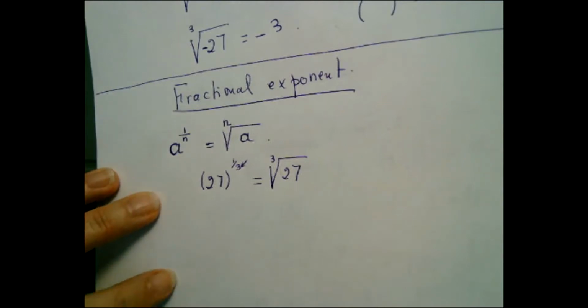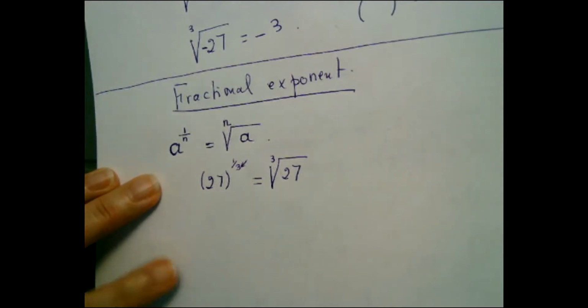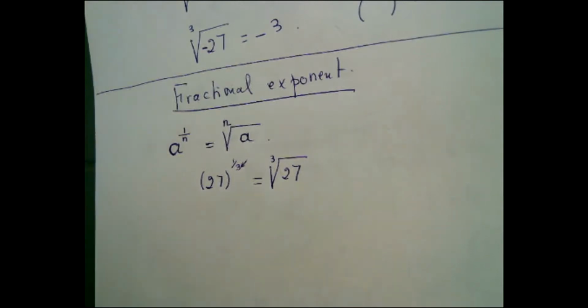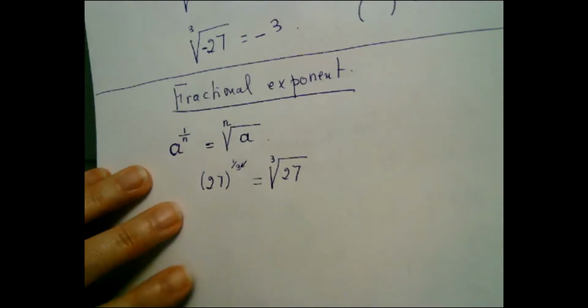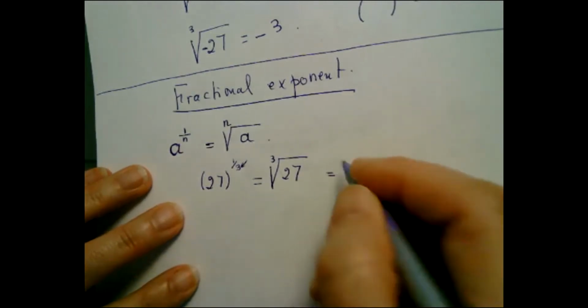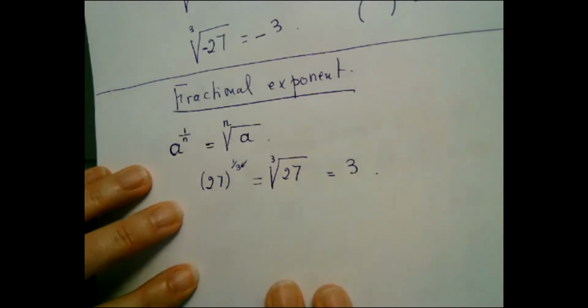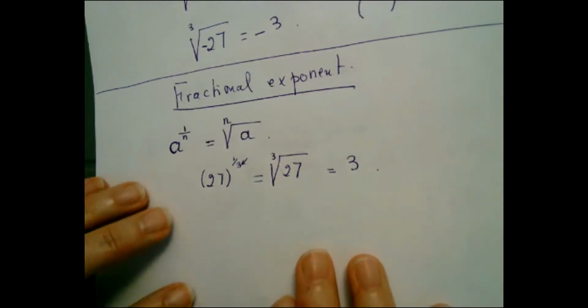And the importance of introducing fractional exponents will be to be able to multiply terms. That's what I will do in a second. That's exactly why we need them, because to multiply terms, we need those fractional exponents. So it's the cubic root of 27, big deal. The cubic root of 27 is 3. We've seen it so far.